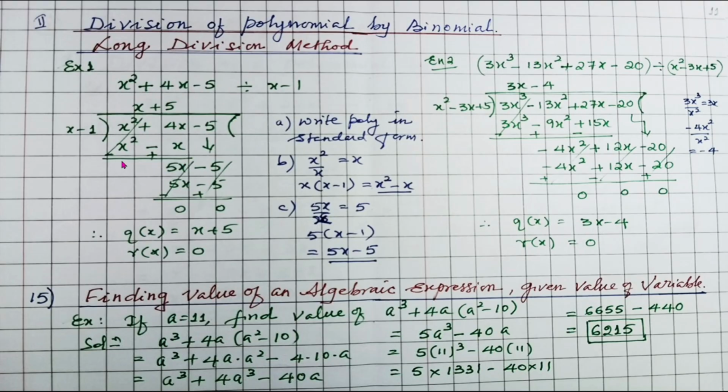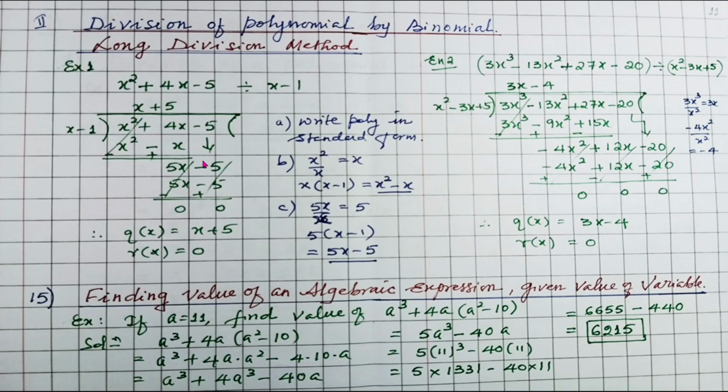So please remember, always eliminate the first term of the dividend. So to eliminate the dividend's first term, that is x squared, we have to multiply x with x, that becomes x squared, and then we have to multiply minus 1 with x, we get minus x, and subtraction means change the signs, and we get 5x here, bring minus 5 down again.